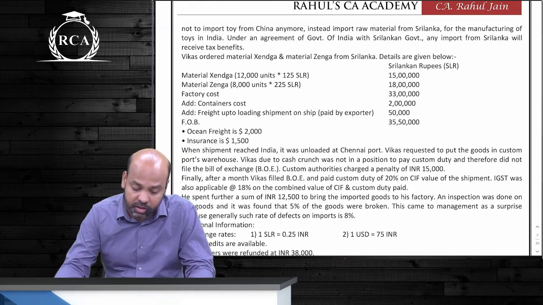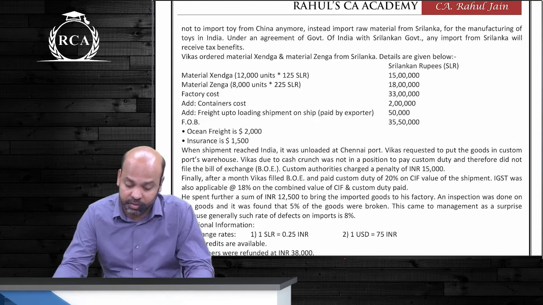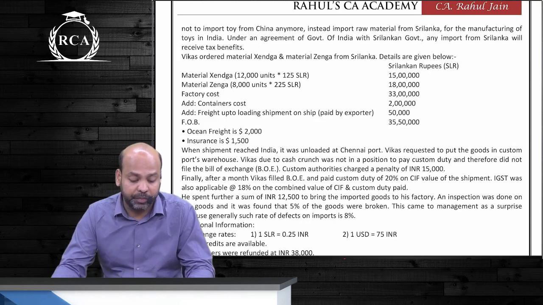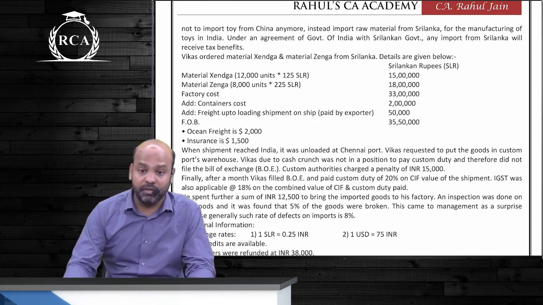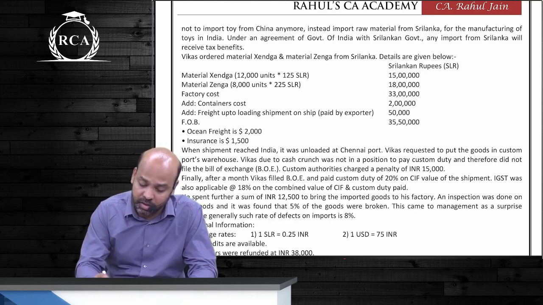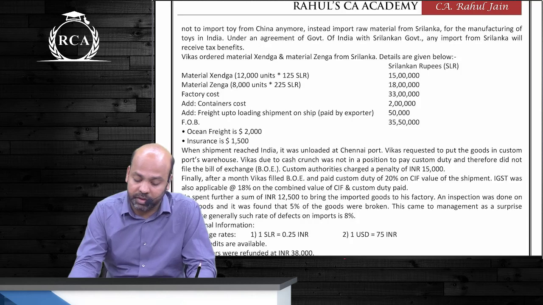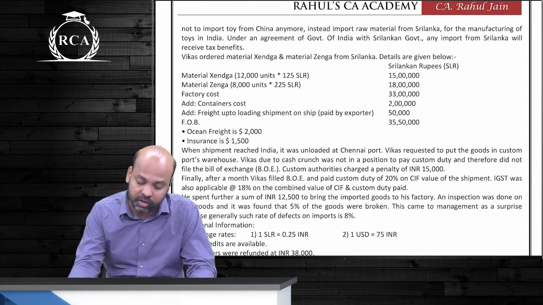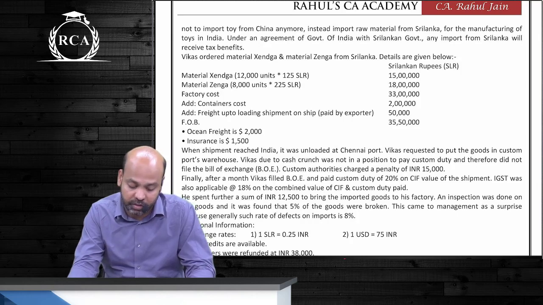Vikas has ordered material X and material Z from Sri Lanka. Details are given below. Material X, you have procured 12,000 units at 125 Sri Lankan rupees. 15 lakhs is the total amount paid. Material Z, guys, 8,000 units at 225 Sri Lankan rupees, that is 18 lakhs. Factory cost of that is 33 lakhs. Container cost is 2 lakh rupees. Freight up to loading on ship paid by exporter is 50,000. FOB is 35 lakhs 50,000.